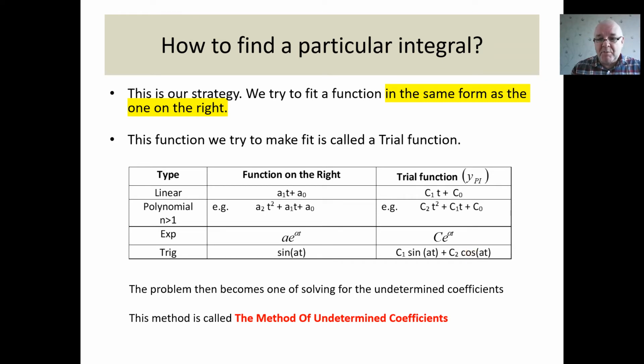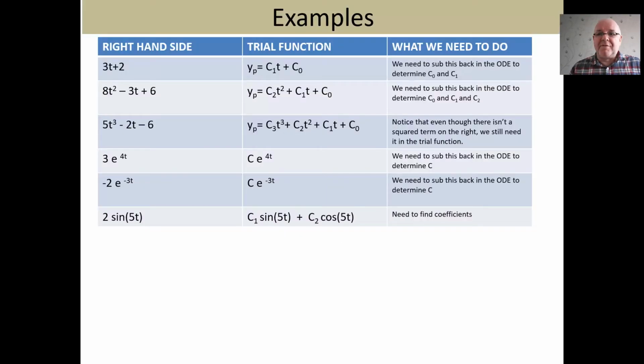So basically, again, we've got to determine these coefficients. So this is called the method of undetermined coefficients. So just to give you an idea, from a table. If the right-hand side was 3t plus 2, for example, that's a linear function, so our trial function would be c1t plus c0. If the right-hand side is a quadratic, like 8t squared minus 3t plus 6, our trial function is going to be another quadratic, and you have to determine c2, c1, and c0.